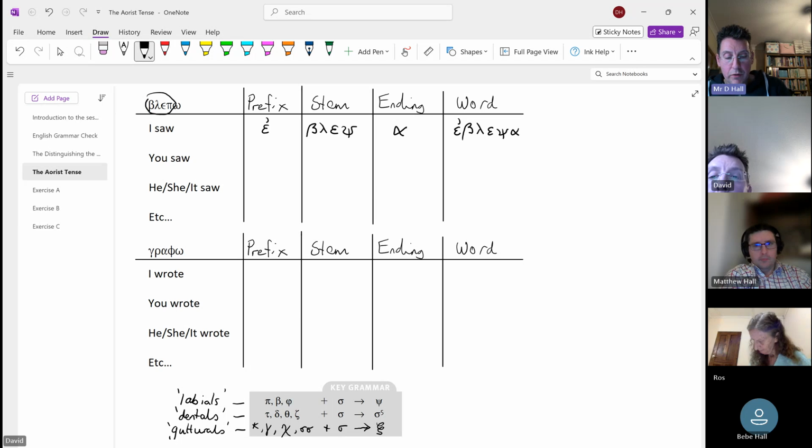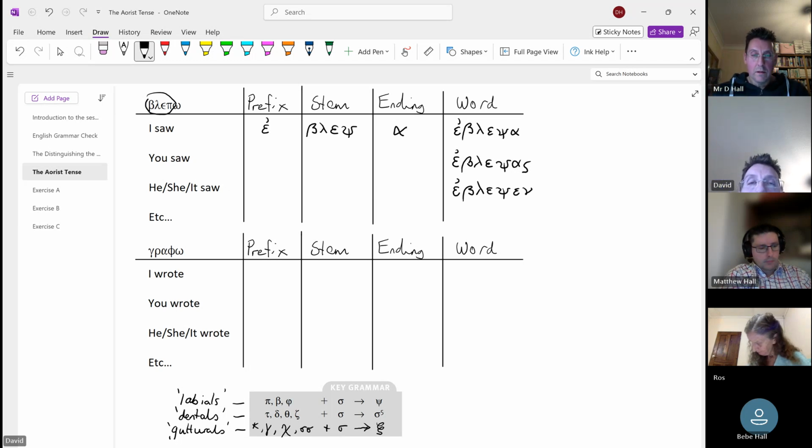So you saw would be eblepsas, and he saw would be eblepsen. You kind of have to work out, in one sense, whether you're just going to learn all the different verbs, and familiarity will build as you see how they come, and you'll learn the endings or the changes that take place. But there are rules that go with it.